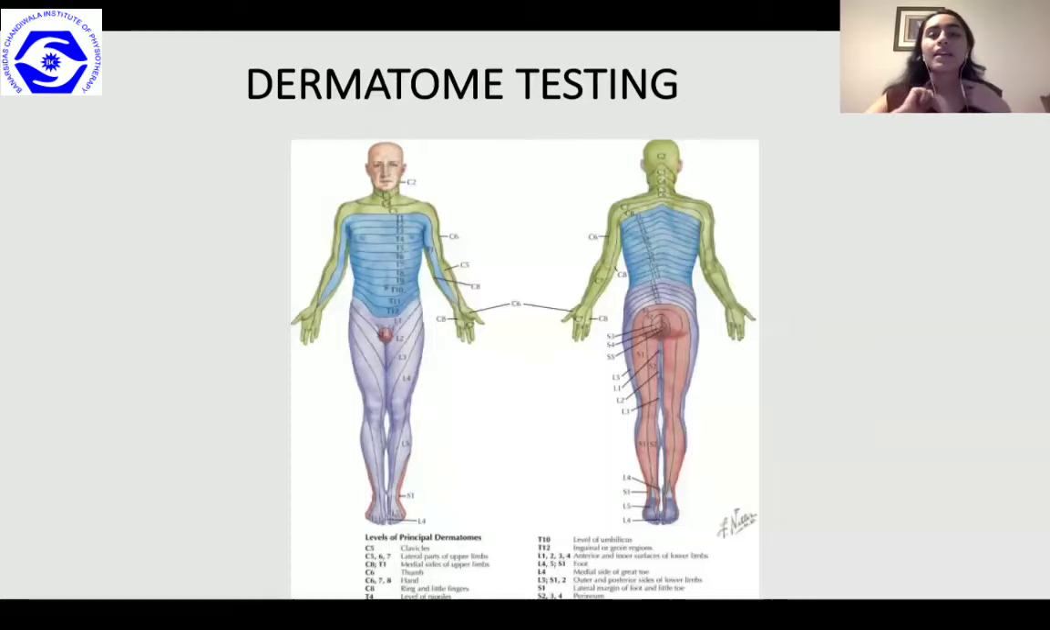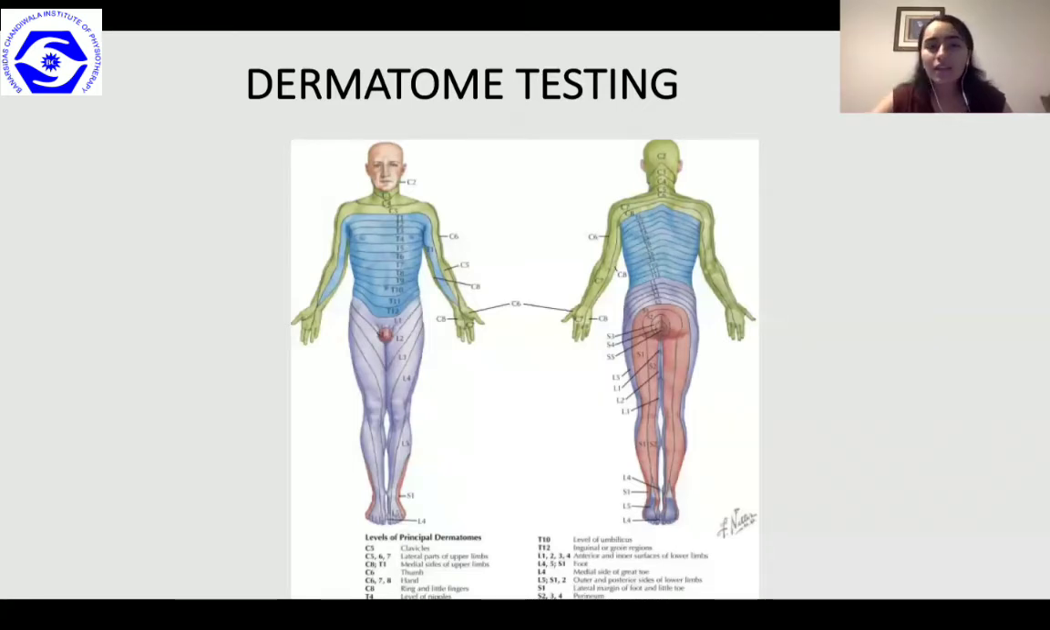Then we can test for C4 above the clavicle, which is this portion. We can test for C5 over the deltoid region, which is this region, the shoulder blade region. And then for C6, we can test on the lateral aspect here. And for C6, we will go to the thumb. We'll touch on the thumb. For C7, we'll touch on the middle finger here. And then for C8, we'll touch on the index finger. And then for T1, we will touch on the medial aspect.